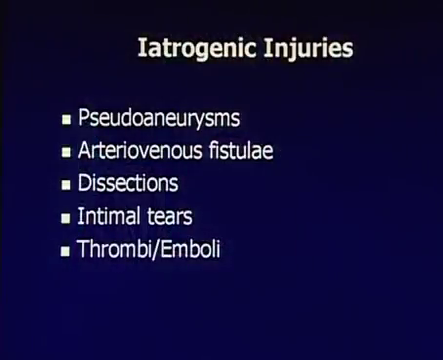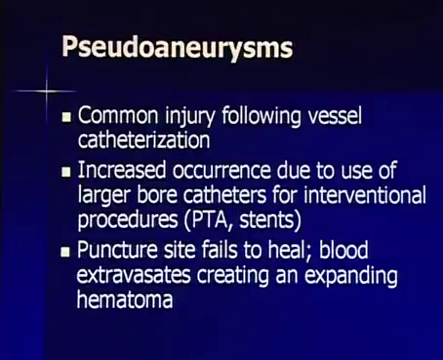Well, besides atherosclerosis and besides aneurysms, we can find iatrogenic injuries, and they include things like pseudoaneurysms, arteriovenous fistulae, dissections, intimal tears, and thrombi and emboli. Pseudoaneurysms are very common. They can occur following catheterization. We're seeing these more and more because we're doing more interventional techniques which require the use of large bore catheters, particularly with stents and angioplasty.